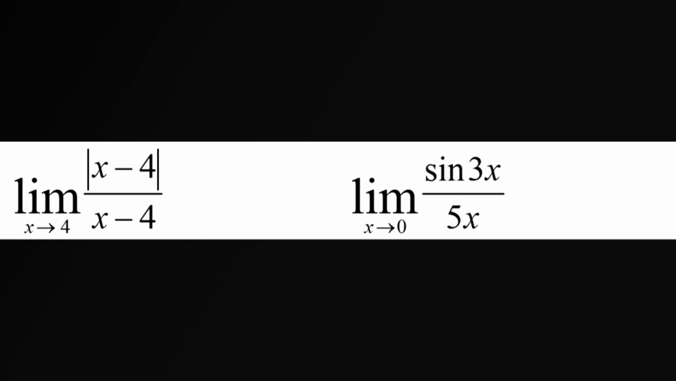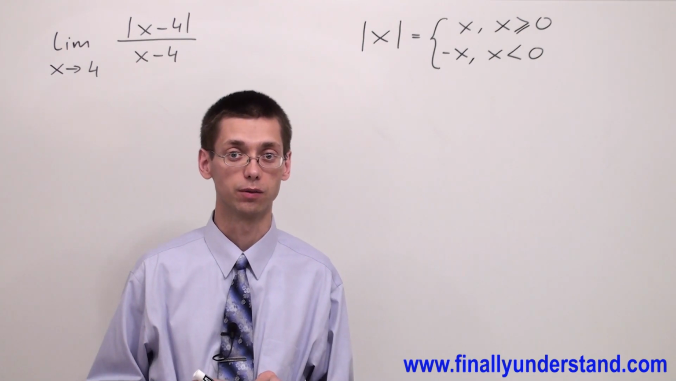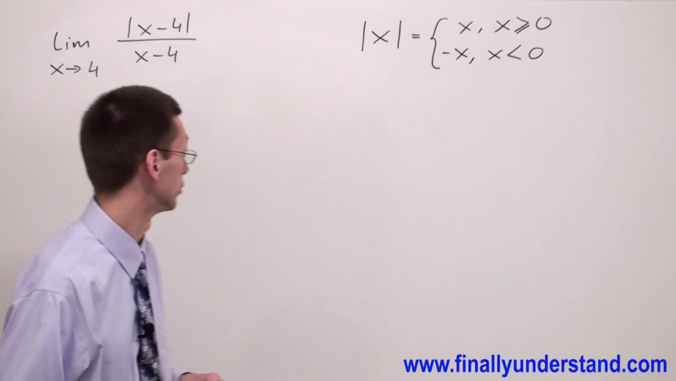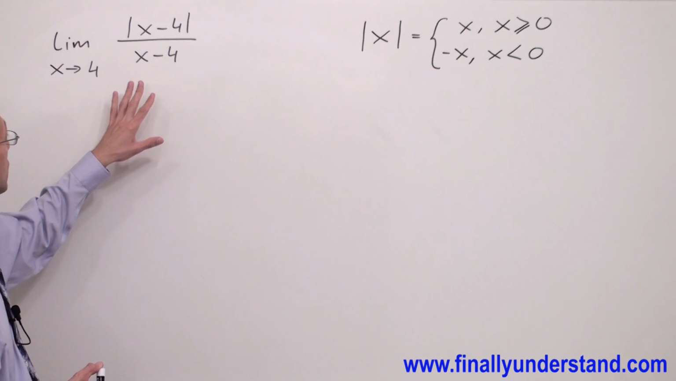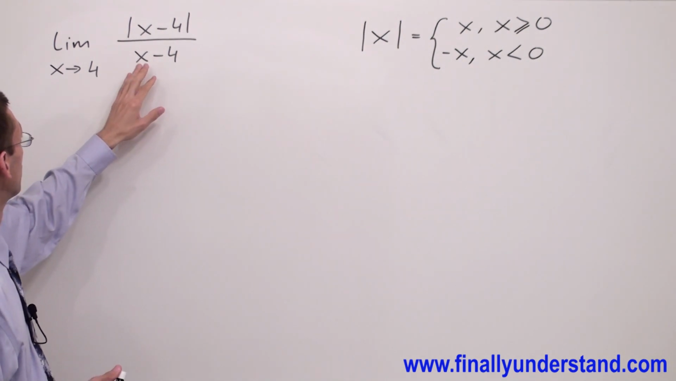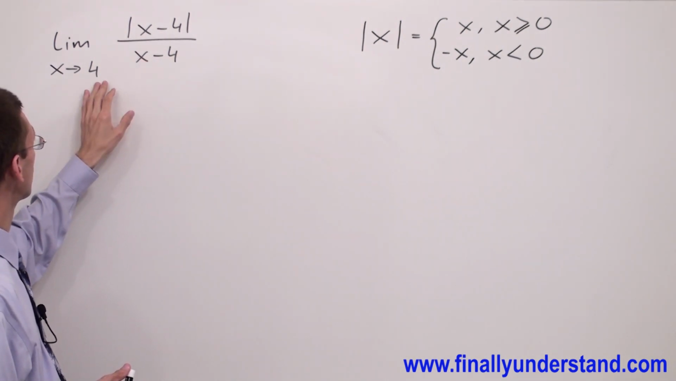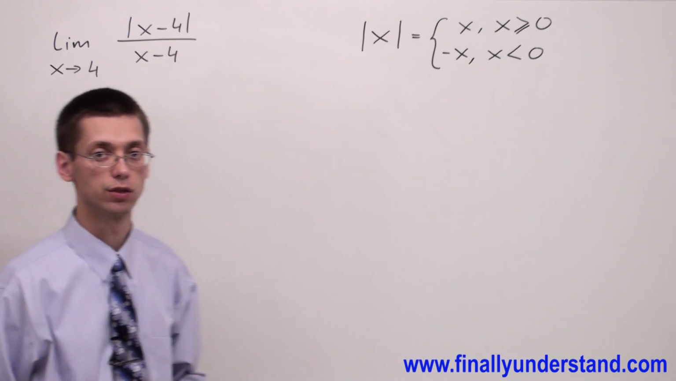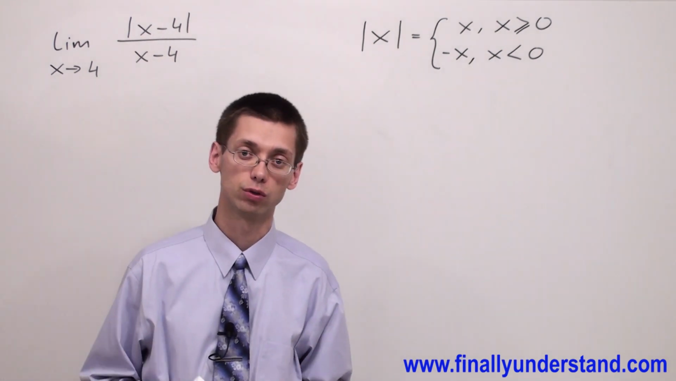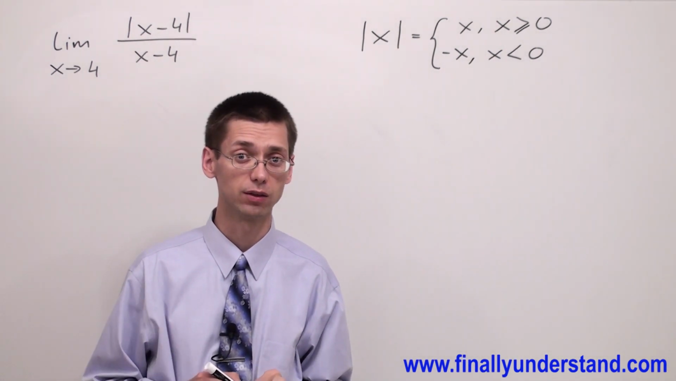Let's take a look at this example. This time we have a rational function with the absolute value in the numerator. Before we do anything, like always, we look at the denominator. Replace x by 4. 4 minus 4 is equal to 0. We said we do not want to have 0 in the denominator.